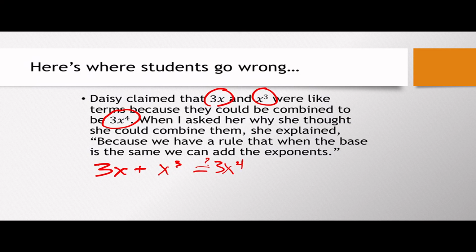Her reasoning is because we have the rule that says when the bases are the same, we can add the exponents. Okay, what do you guys think about that? So take a moment to pause the video and come up with an idea about why that's true and why that's not.